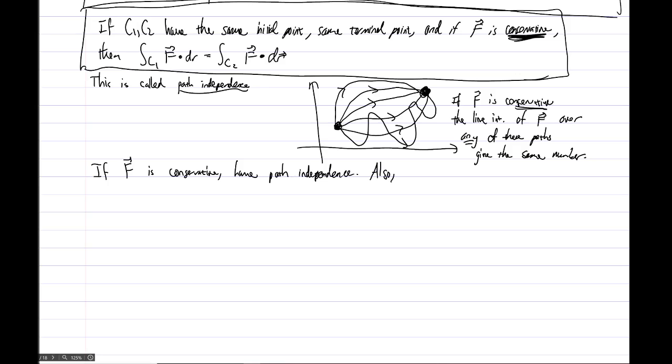It turns out also, just more a factoid, if you always have path independence, then it turns out that f is conservative. So it goes both ways, actually. Alright, so theorem.